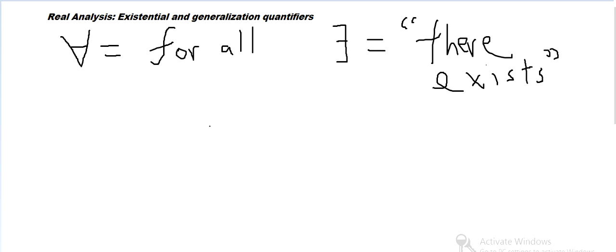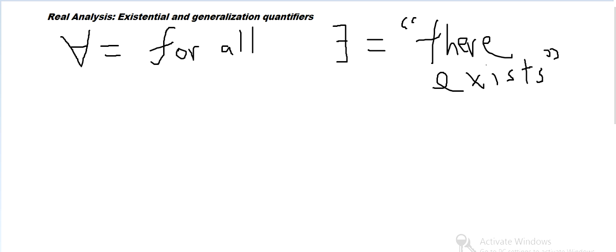Fancy word for real analysis. It's formalizing calculus. So you might see this in an advanced calculus class, or some of the students I've had it in their first year calculus class, but it's useful for economics and many other subjects. But so let's talk about existential and generalization quantifiers. It's just fancy words for things that sort of make sense in plain English.